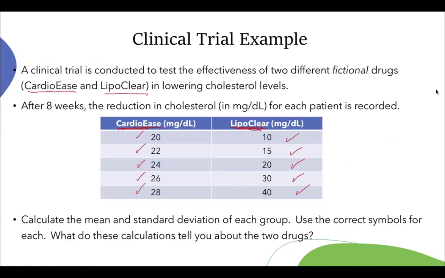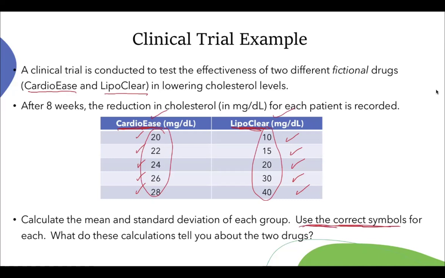Calculate the mean and standard deviation for each group. We have to use the correct symbols for each. What do the calculations tell you about the two drugs? So to calculate the mean and standard deviation, we are going to put each set into a list on our calculators. We're going to calculate one var stats for each of these. We're going to take note of the mean and standard deviation using the correct symbols.